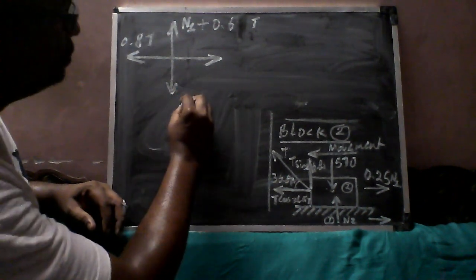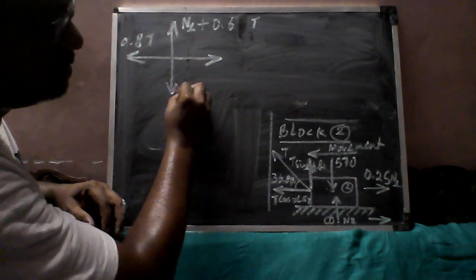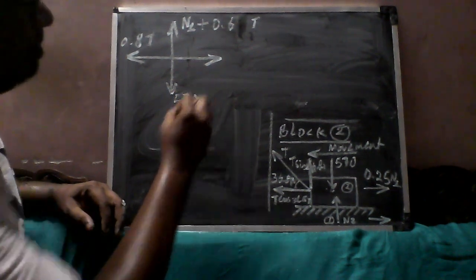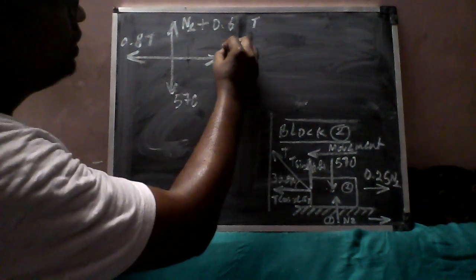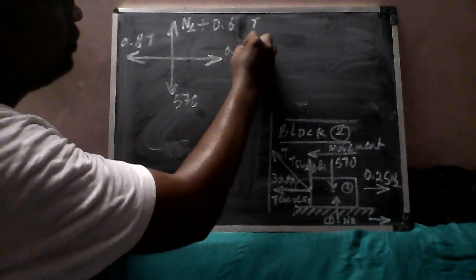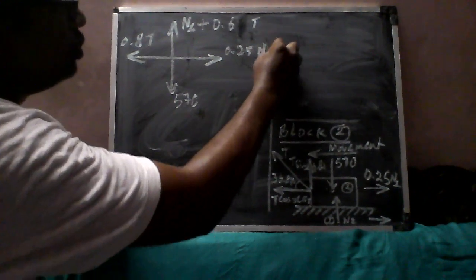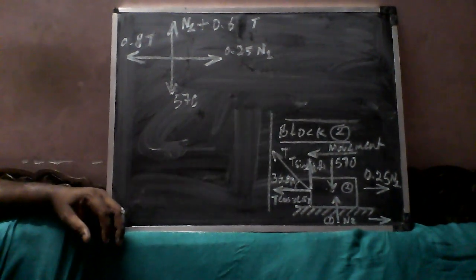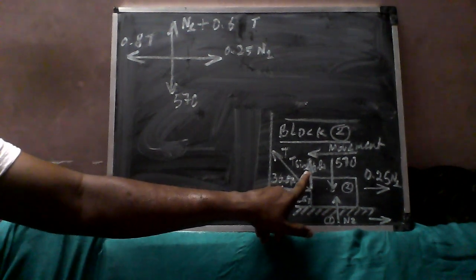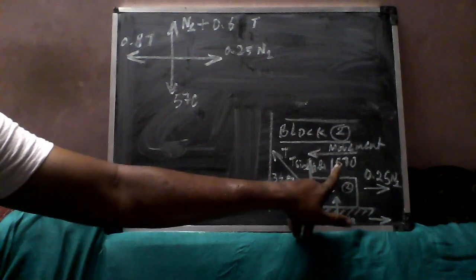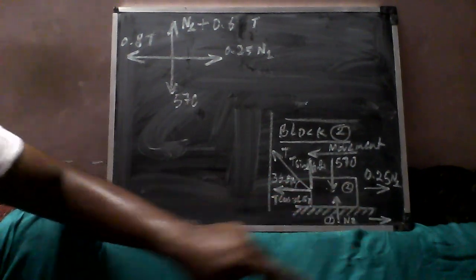And downward force is 570. And right side force is 0.25 N2. What else do we have as force? This force is added, shown, and N2 is shown, 570 is shown, minus 5.